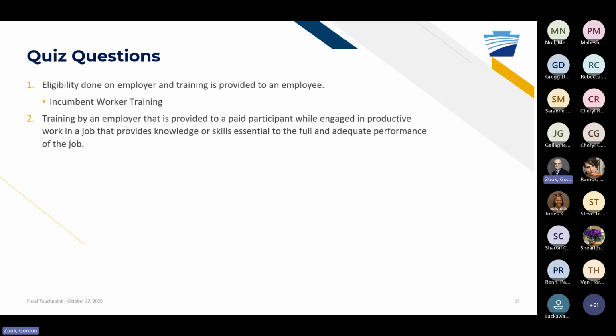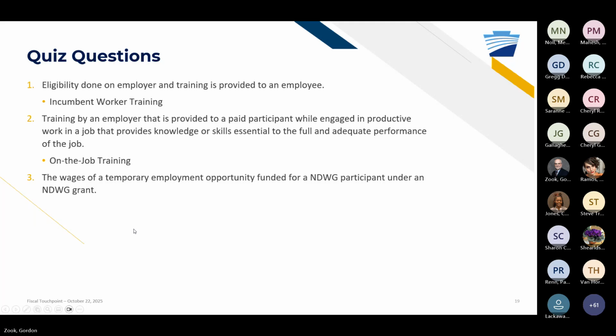Okay, and I'm seeing at least one OJT in the chat, and this is on the job training. So again, you're developing that person who's been hired to carry out a job for which they're not immediately fully qualified, but you're helping them develop the skills to be qualified for that. Okay. Wages of a temporary employment opportunity funded for a National Dislocated Worker Grant participant under an NDWG grant.